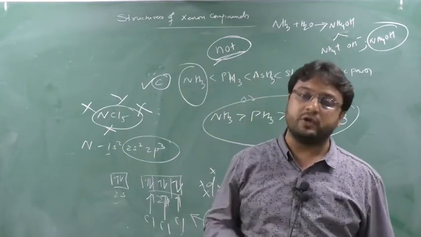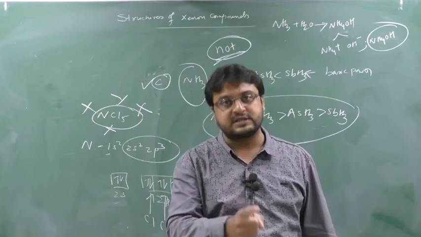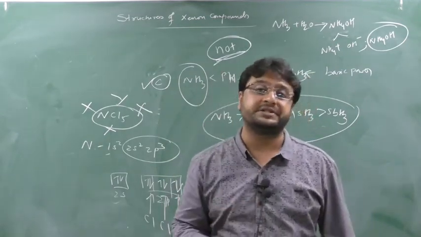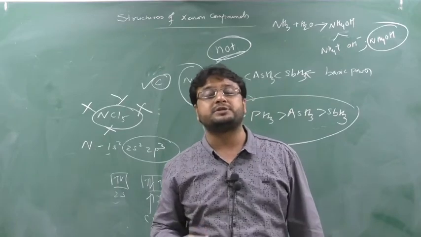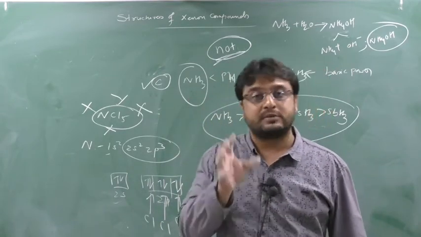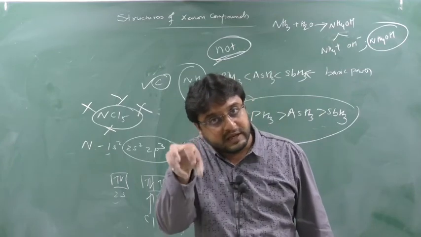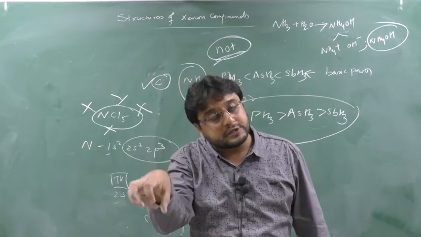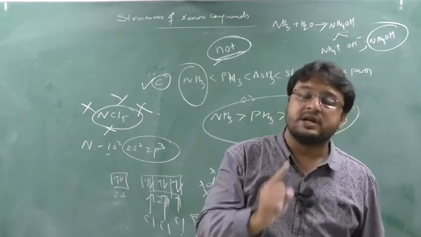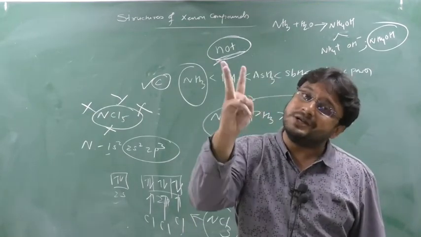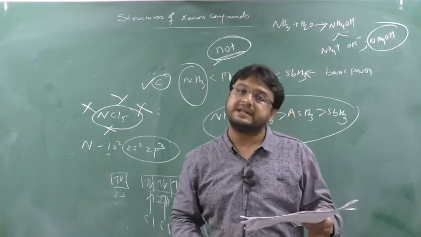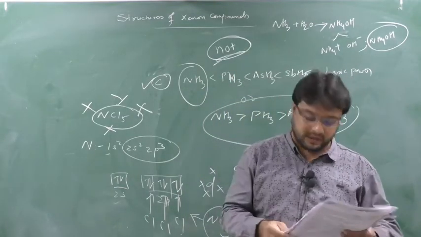So NH4OH solution contains NH4+, some OH-, and some undissociated NH4OH. Why undissociated NH4OH? Because NH4OH is a weak base, hence it will not dissociate completely. So some undissociated molecules will also be there in the solution. So three things will be there in NH4OH: one NH4+, another OH-, and some undissociated NH4OH. So you have to remember this. It's a correct answer, I have checked.